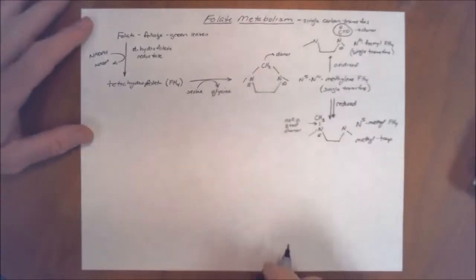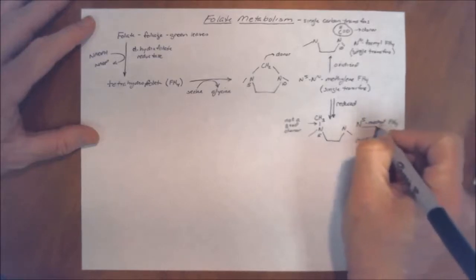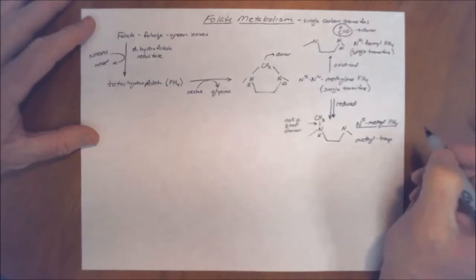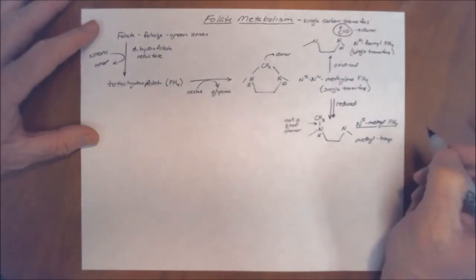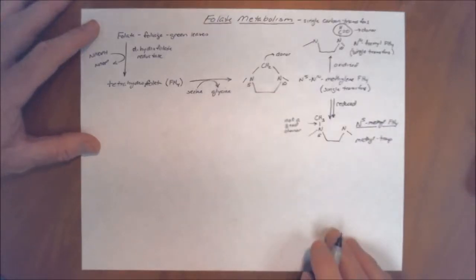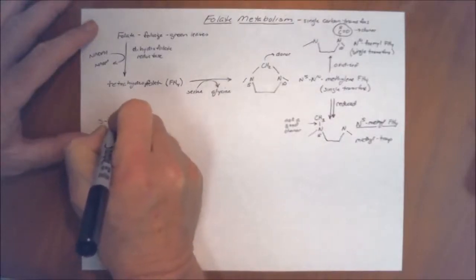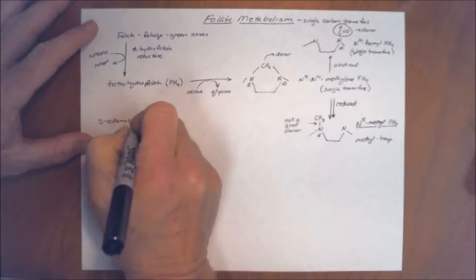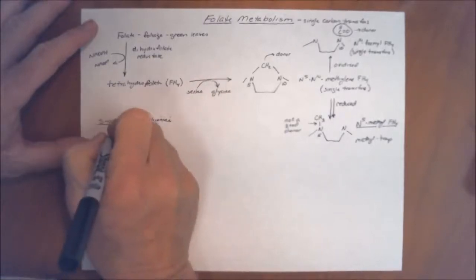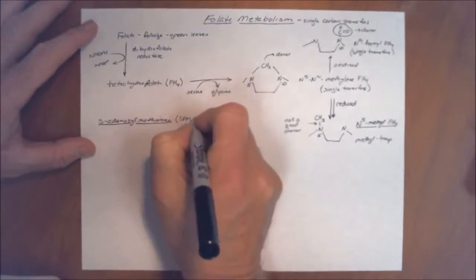Now the question is, how do we resolve this? Because this is not something that is going to be happening. We have a system in order to alleviate this problem. And this system comes in the form of the formation of S-adenosyl methionine. Now S-adenosyl methionine is a major single carbon donor, abbreviated SAM.